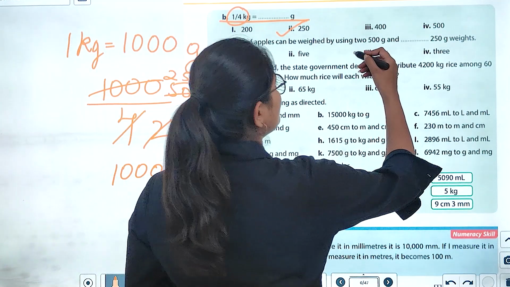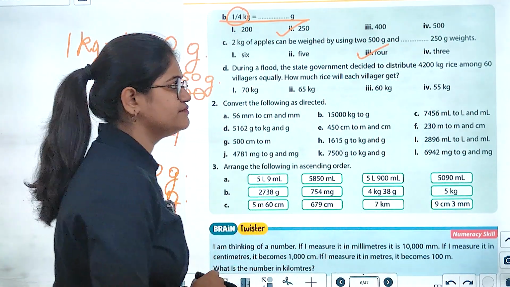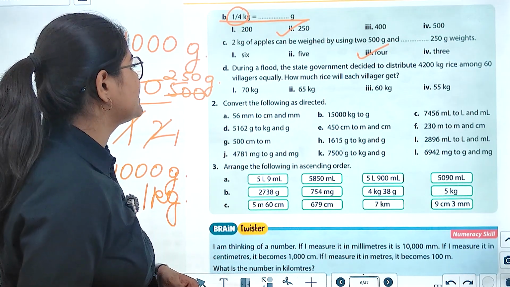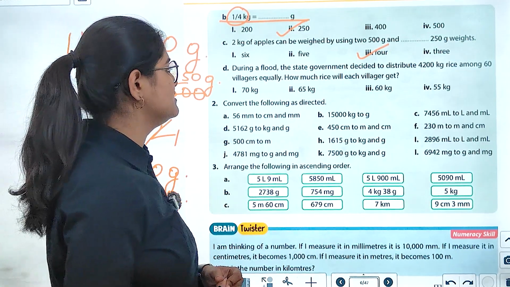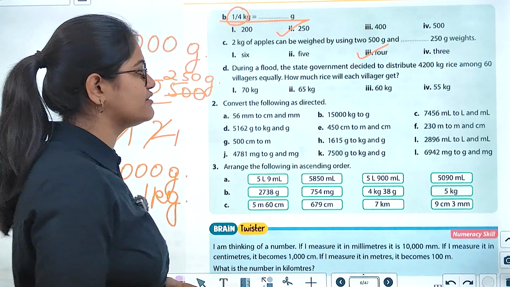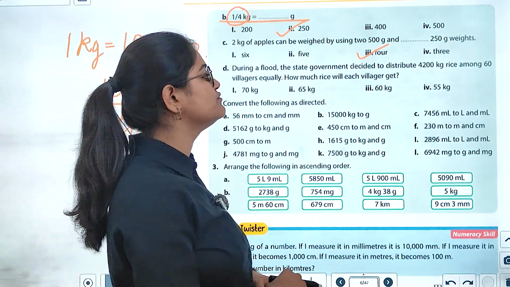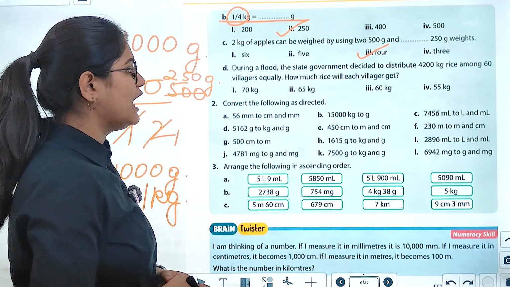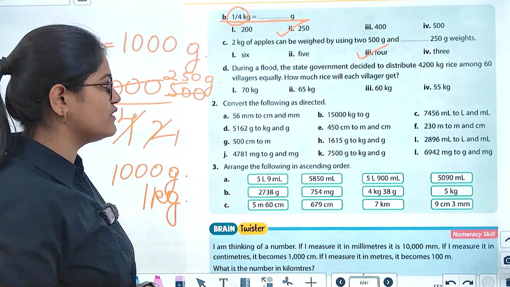So that means 4 is the correct answer. Correct? Next, they say during a flood, the state government decided to distribute 4200 kilograms of rice among 60 villagers equally. How much rice will each villager get?